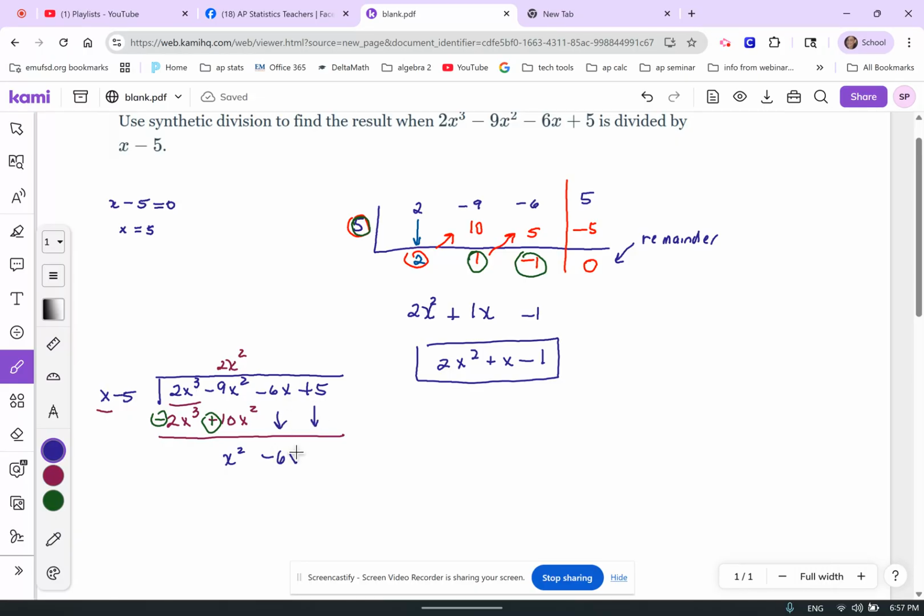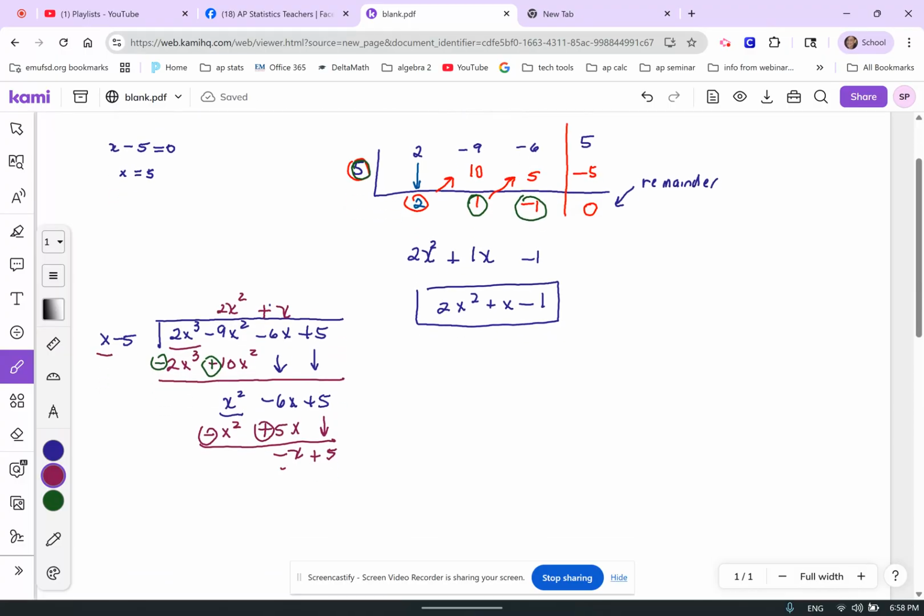Always work neatly. And now we're back to dividing again. x squared divided by x is positive x. Now we multiply. x times x minus 5 is x squared minus 5x. We change our signs, and you're left with negative x. And then we bring down the 5.